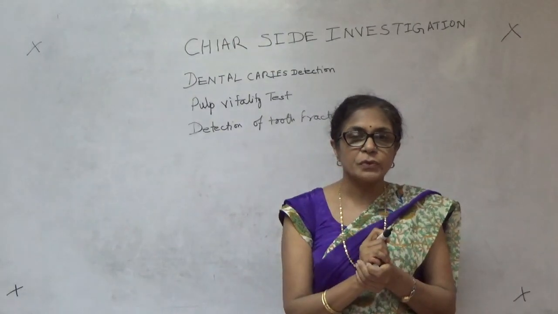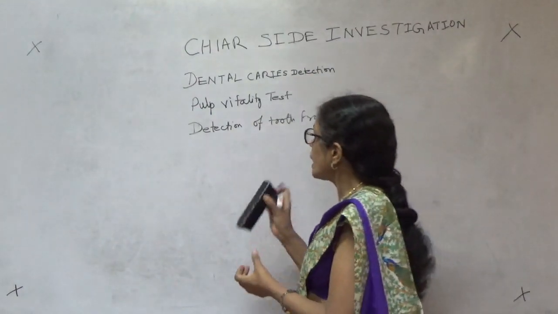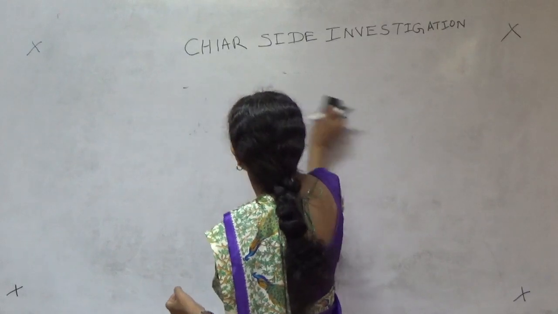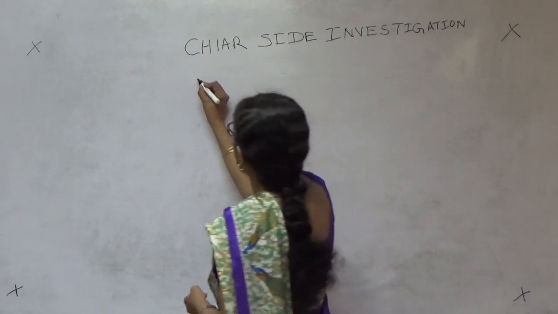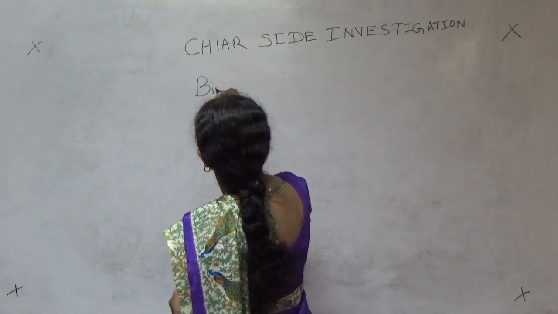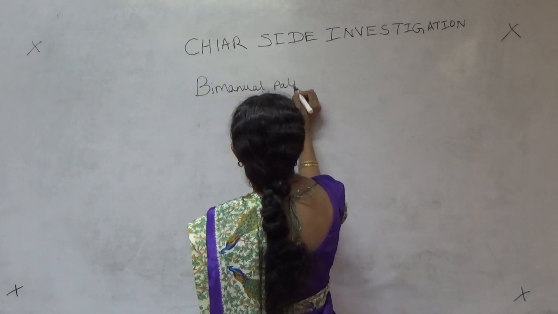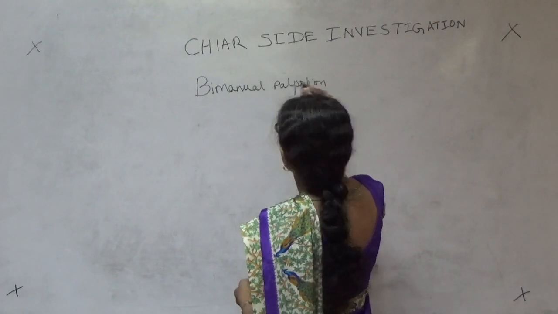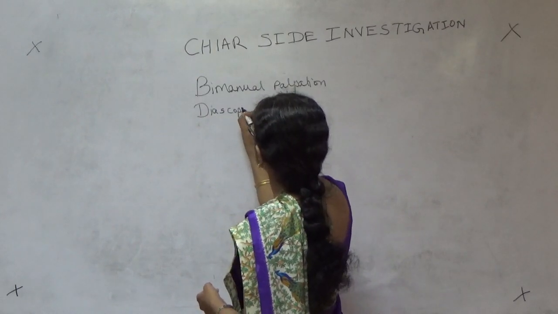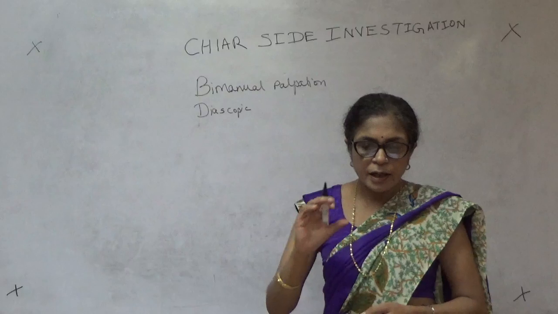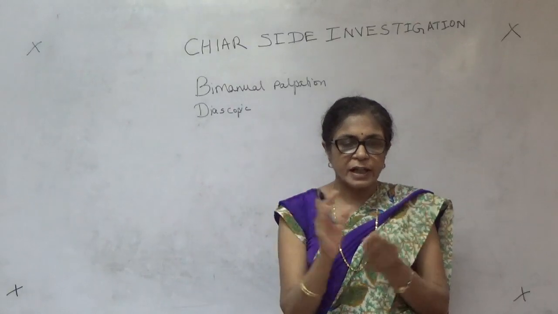For soft tissue, what do we do? If there is some swelling, at that time we go for bimanual palpation. Or we go for diascopic investigation, where we put a slide and with that we test the blood flow. That is the diascopy test.